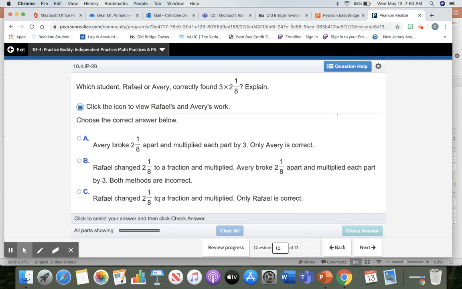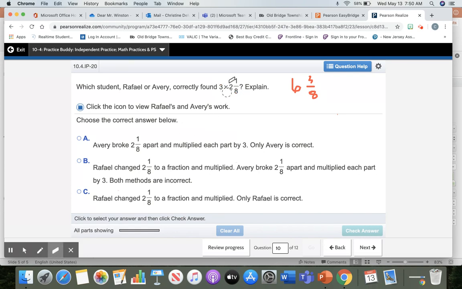Well, how do you figure it out? You have to do both of the students' work. If Avery broke it apart, first Avery did 3 times 2, which gave her 6. Then she did 3 times 1/8, and 3 times 1/8 is 3/8. Now Raphael said, well, I changed 2 1/8 from a mixed number into an improper fraction.